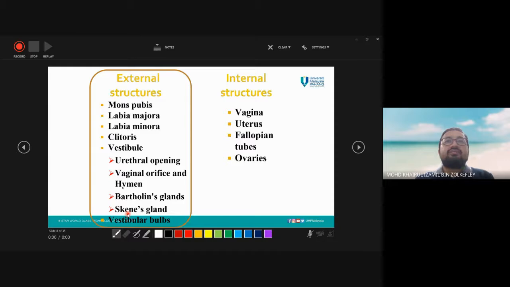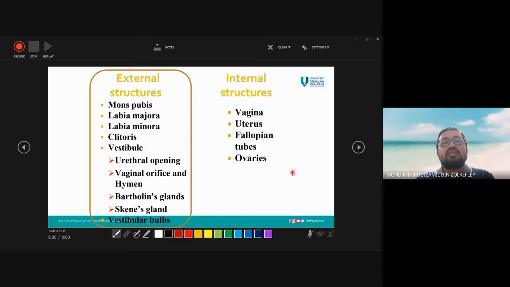Okay, so in external structures or external genitalia, we've got mons pubis, labia majora, labia minora, clitoris, and vestibule. In the vestibule, we've got urethral opening, lubang air kencing, vagina orifice and hymen, lubang vagina dan hymen, Bartholin's glands and Skene's glands. Okay, sama macam dekat male reproductive system, they've also got glands for lubrication, untuk pelincir lah, untuk proses fertilization to conception tu berlaku dengan mudah. And then ada vestibular bulbs.